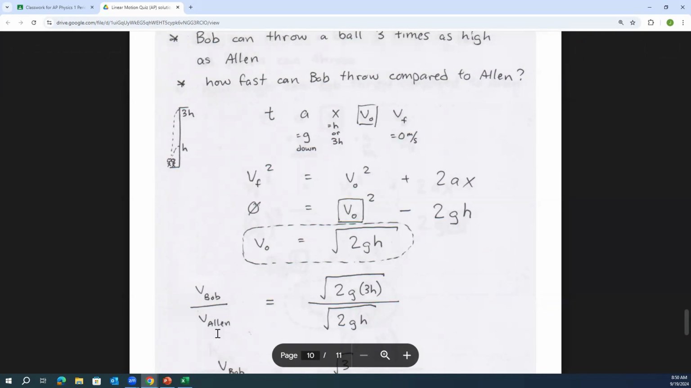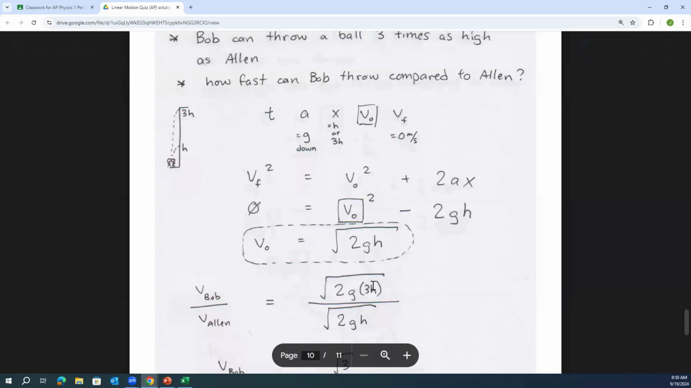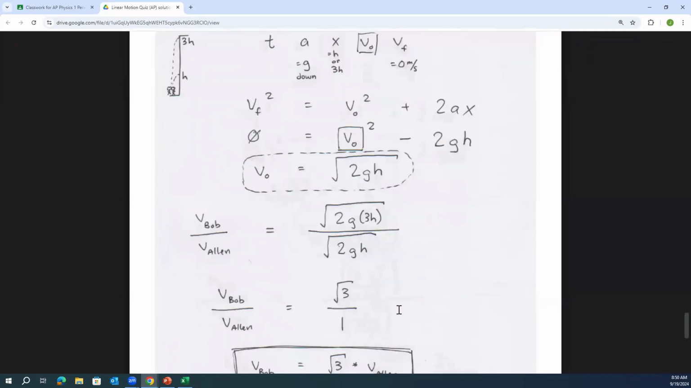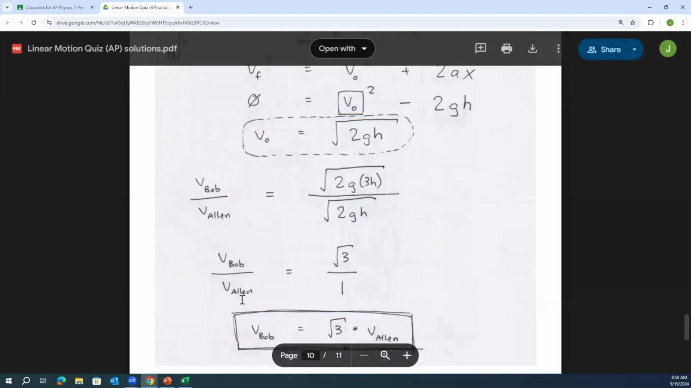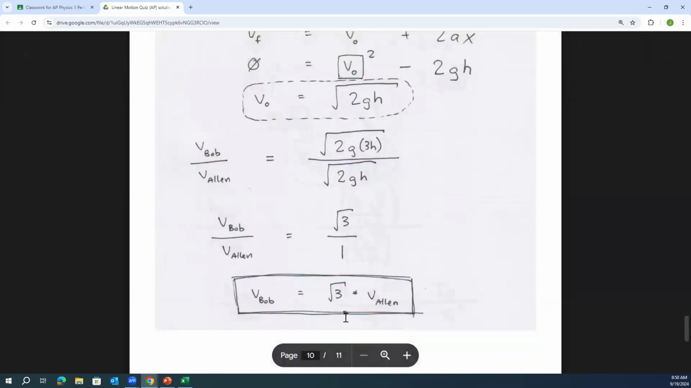What is Bob's throwing speed compared to Alan's throwing speed? You guys see that? Right? You guys see everything cancels except for this 3 that's underneath the radical. So it's a ratio of square root 3. You can cross multiply the speed that Alan can throw. There you go. Bob can throw square root of 3 times the speed that Alan can throw, which is like 1.73 times the speed of Alan.